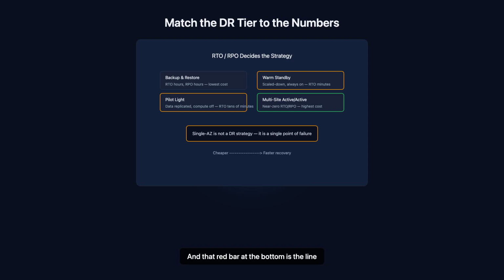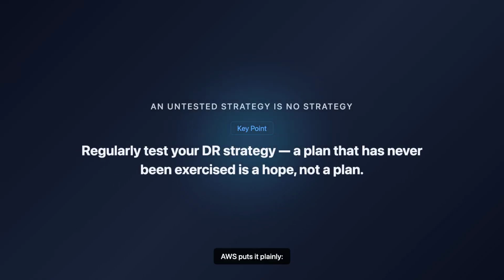And that red bar at the bottom is the line that matters. Single AZ is not a point on this spectrum. It's a single point of failure. One thing that's easy to skip, Amazon Web Services puts it plainly. It is critical to regularly assess and test your disaster recovery strategy so you have confidence in invoking it when you need it. A DR plan that has never been exercised is not a plan, it's a hope. Amazon Web Services even recommends using Reboot with failover in non-production to prove your application reconnects and your DNS time to live is set correctly before the real outage forces the question.